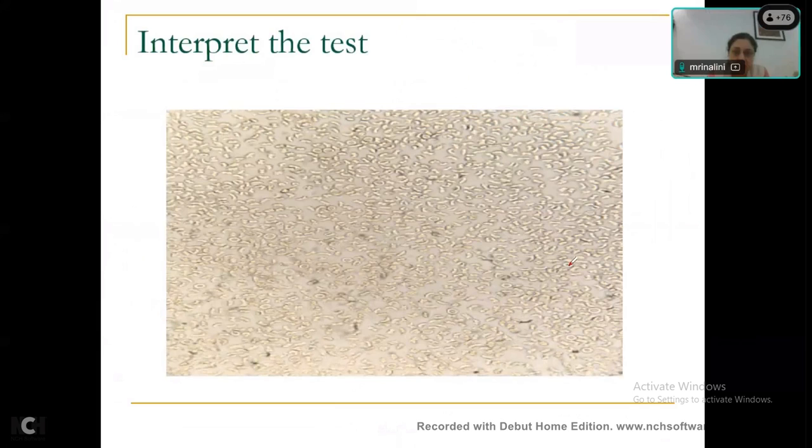Dr. Aparna, can you tell me what this is? Sickling test positive. Very well. This is how a sickling test positive looks, and you can see these sickle cells. Sickle cell trait may require more time to show this test positive. Homozygous sickle will come positive in a shorter time. So that is one hint you can get.